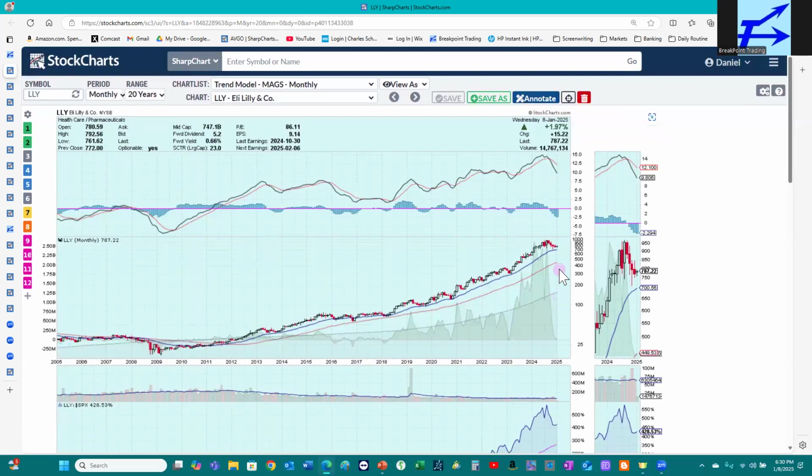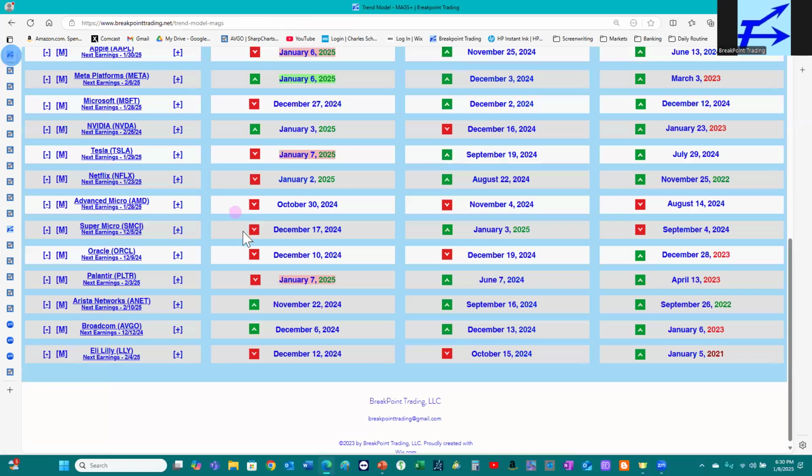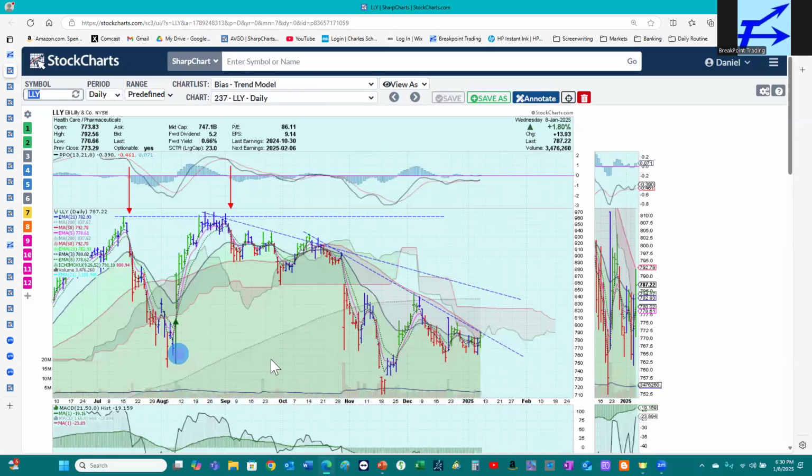So Lilly could bounce back. It could make a little cup right here and start coming back up. But the odds right now aren't too good, especially if the market continues down. So Lilly has a lot of work to do if it's going to recover. This is the zoom in chart. So this gives you a little closer view.